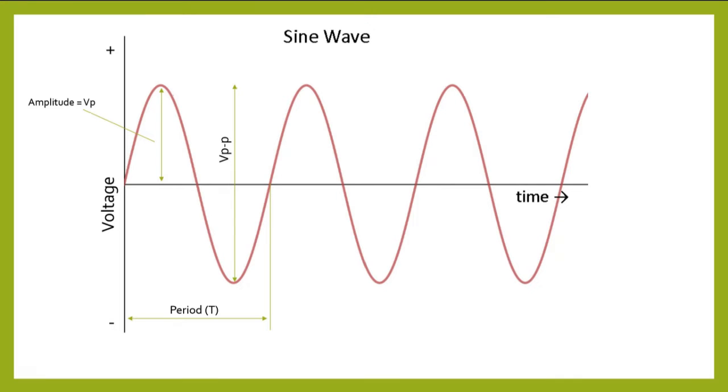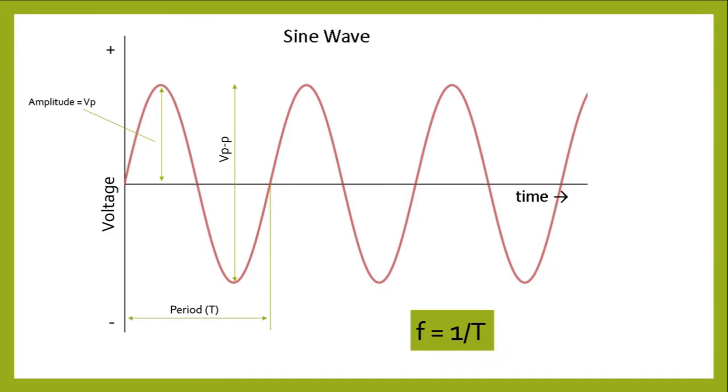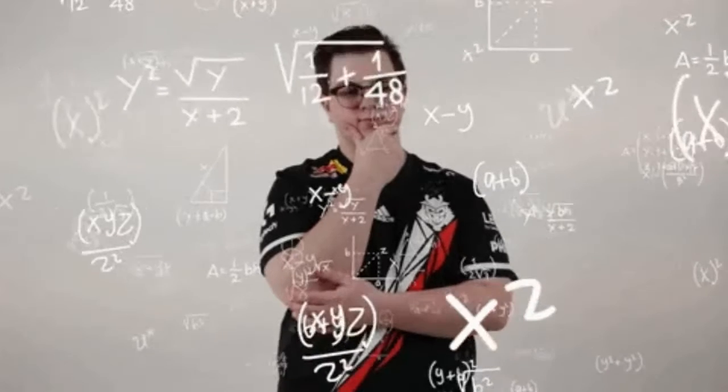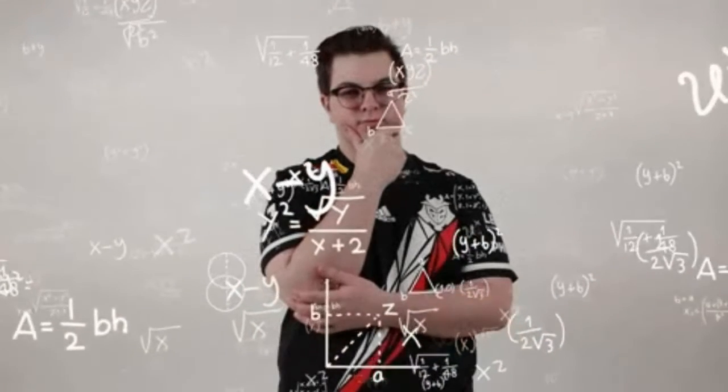Period is the time taken for one complete cycle of the wave, where it starts to repeat itself, and if you need to find frequency, it can be calculated by 1 on the period. For current, the wave is going to look very similar, but current will be plotted on the y-axis instead of voltage. Let's look at how we represent these waves mathematically.